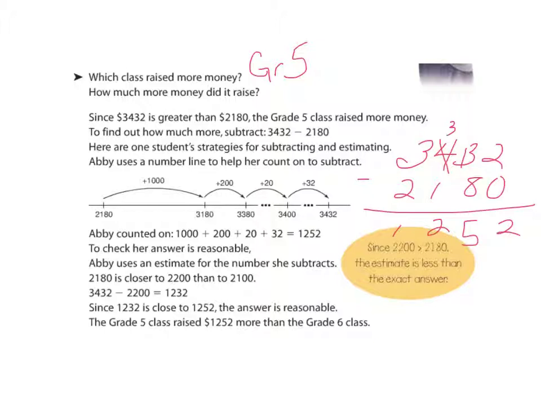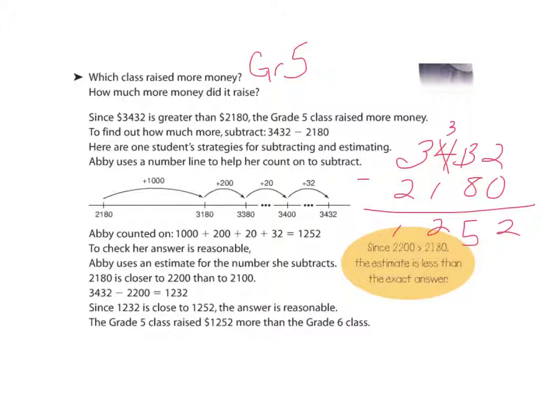Now, to estimate, to check that her answer is reasonable, 2,180 is closer to 2,200. So she's going to subtract 2,200 from 3,432. She gets 1,232, which is pretty close to 1,252. There's only a 20 difference there. Her answer is reasonable. It is probably correct.